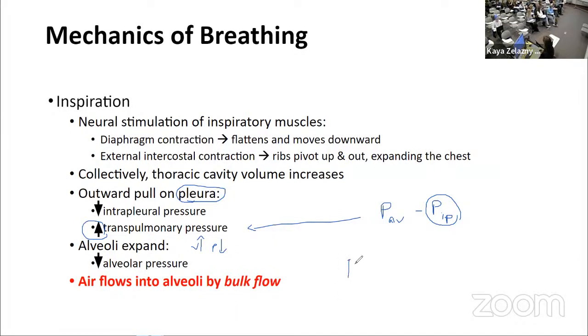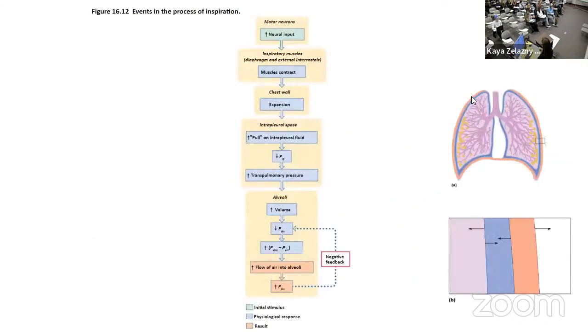We know that flow is going to be our pressure gradient divided by resistance. What we've done is create a difference in pressure between our atmosphere and our alveolus, so we now have a negative alveolar pressure. So it's a pressure gradient, and we're going to have flow. It's going to flow in towards that lower pressure. We could step that through in the form that your book likes.